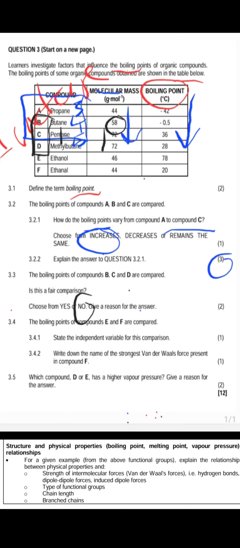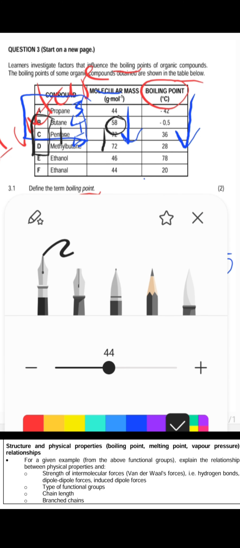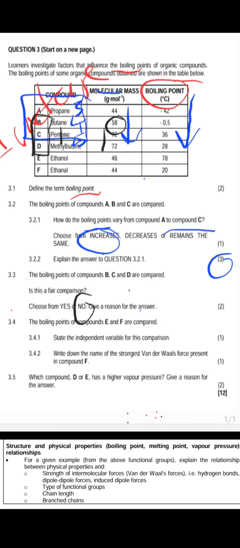They say the boiling points of compounds E and F are compared. Now let's see E and F and see what the comparison there is. They say, state the independent variable for this comparison. Well, the independent variable will be the functional group, or the homologous series, or the type of intermolecular forces. If we compare the two, that would be the independent variable.